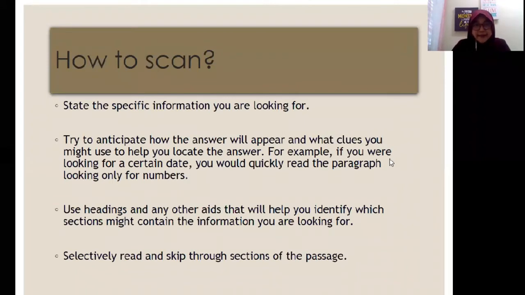Okay, how to scan? So what you can do is, you can state the specific information that you are looking for. So basically you know what you want to know about from the article. You can try to anticipate how the answer will appear and what clues you might use in order to help you to locate the answer. For example, if you are looking for a certain date, you would quickly read the paragraph looking only for numbers. You can also use headings and any other aids that will help you identify which sections may contain the information you are looking for. Next, you can also selectively read and skip through sections of the passage.